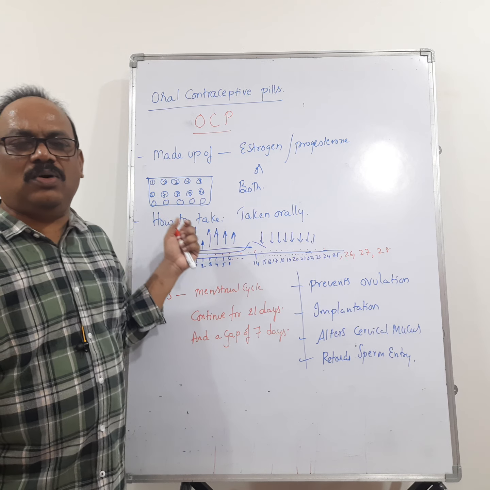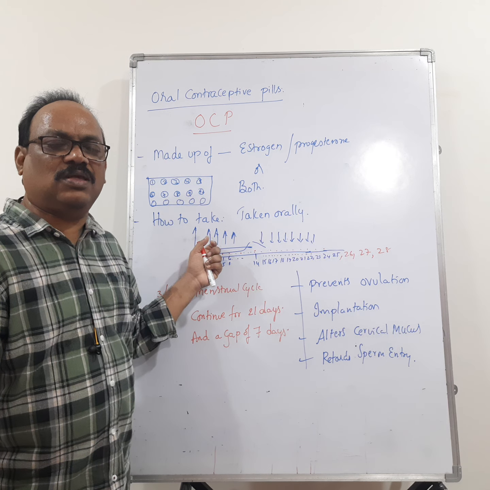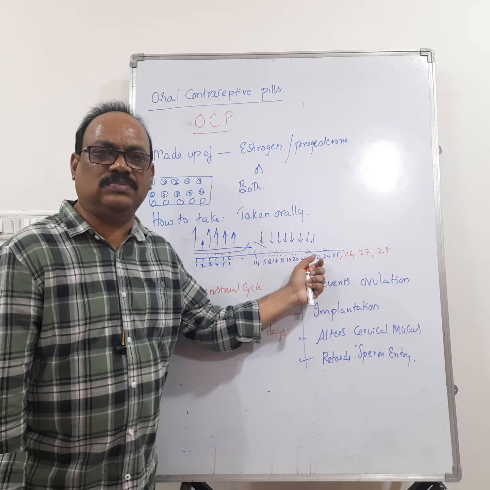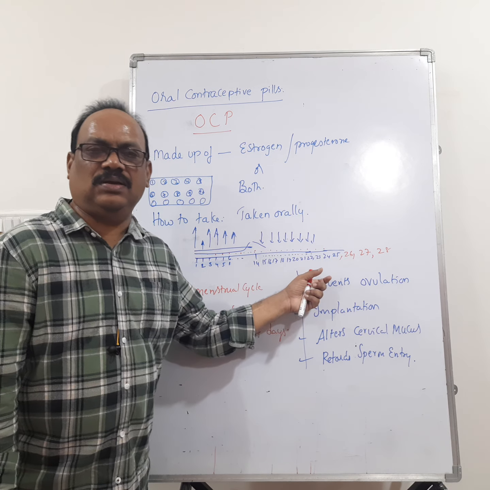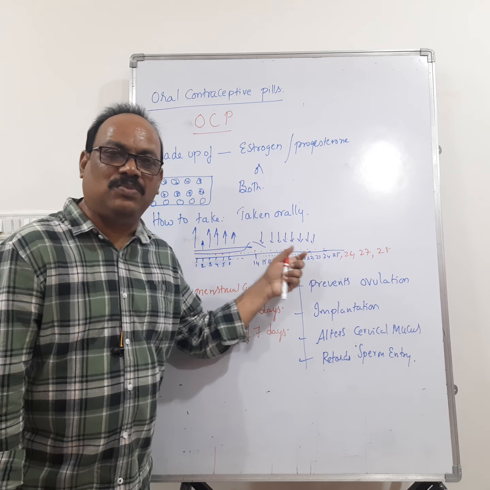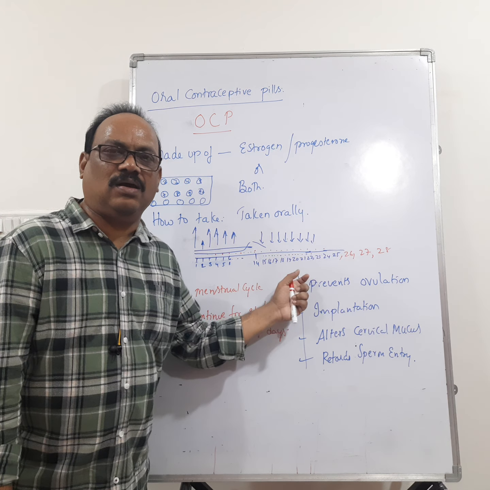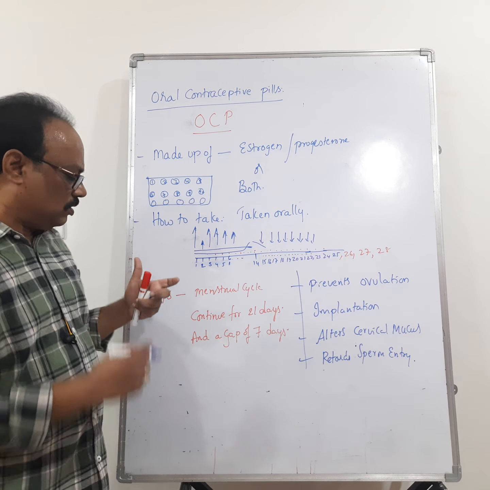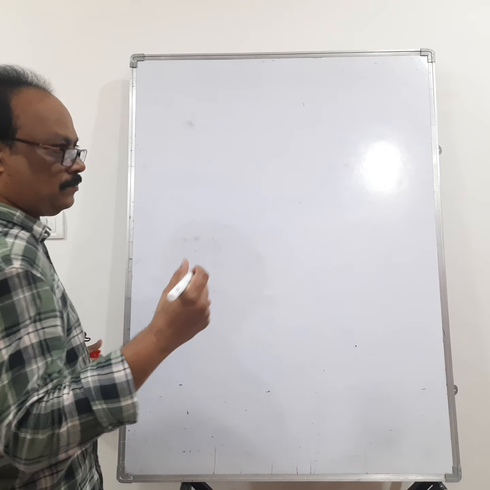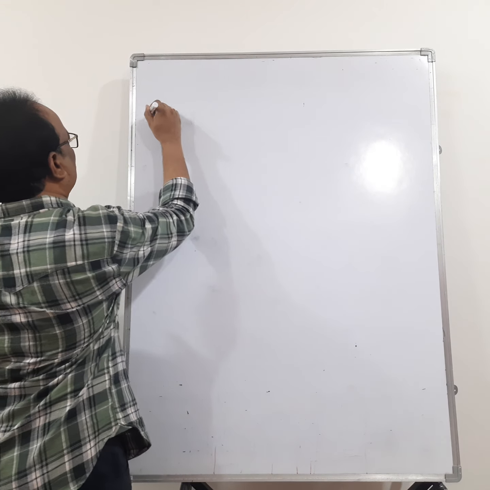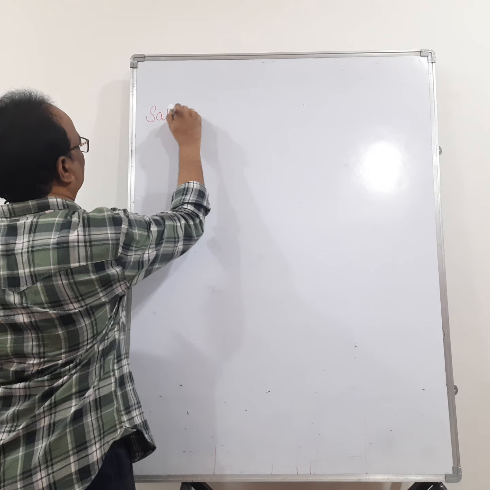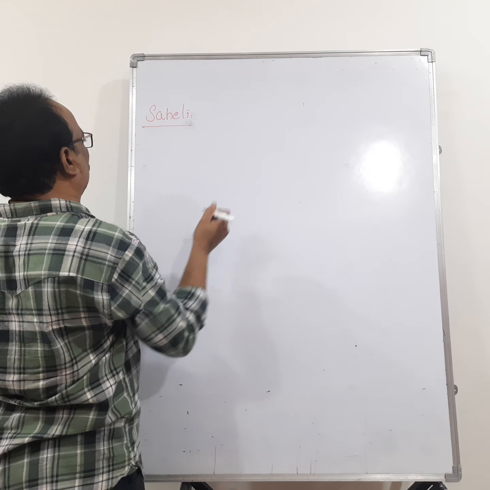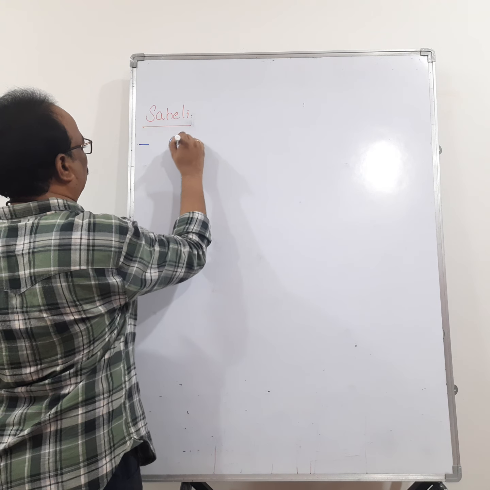So what are the uses of oral contraceptive pills? Oral contraceptive pills prevent ovulation, implantation, and alter cervical mucus and retard the entry of sperms. Right? There is one more oral contraceptive pill, I'll tell you now. Another one is Saheli. Saheli is also an oral contraceptive pill.